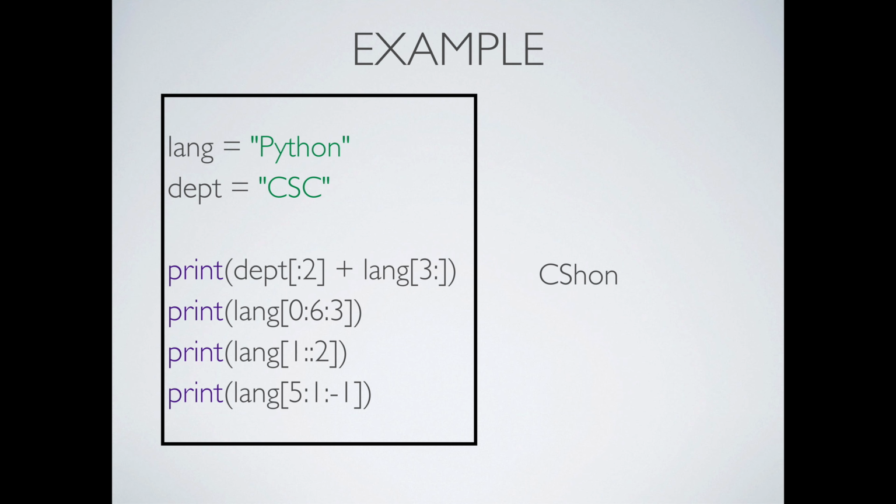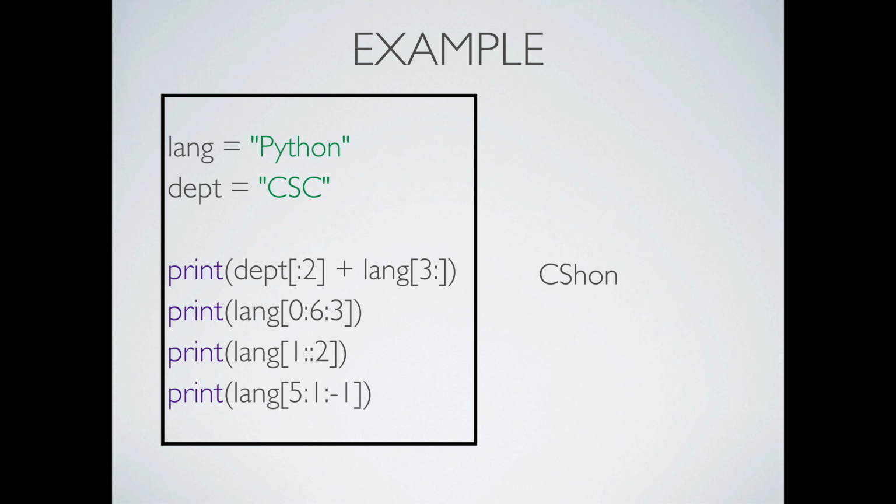So this first string that we're concatenating is capital C, capital S. Now let's look at the second string we're concatenating. We're still in the first example here. The second string is lang, sliced starting at 3, ending at nothing, basically. Looking at lang, the character at index 3 is H, and since there's no end index in this slice, we're just going to go all the way to the end of lang, which is going to be HON. So this first print will be CSHON.